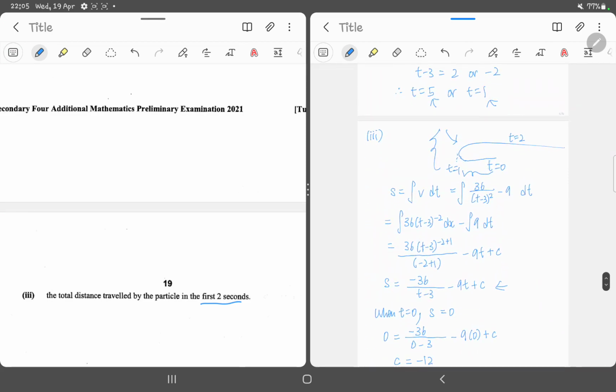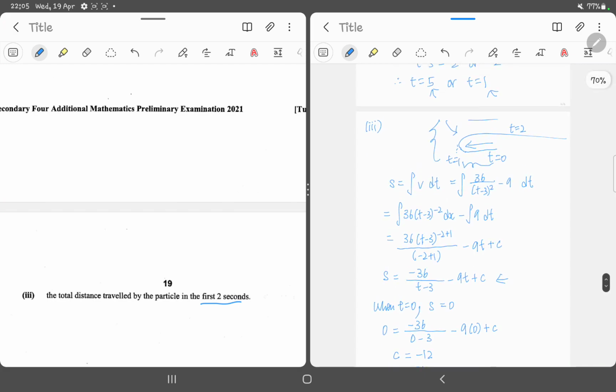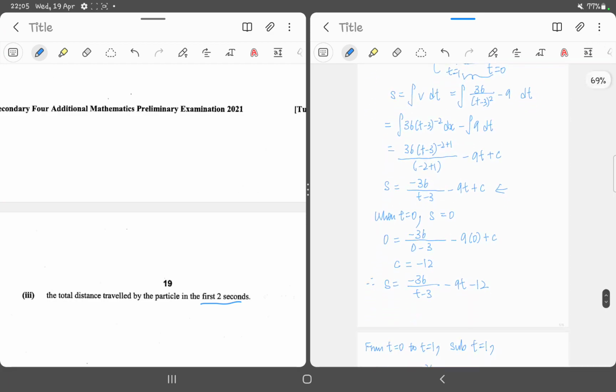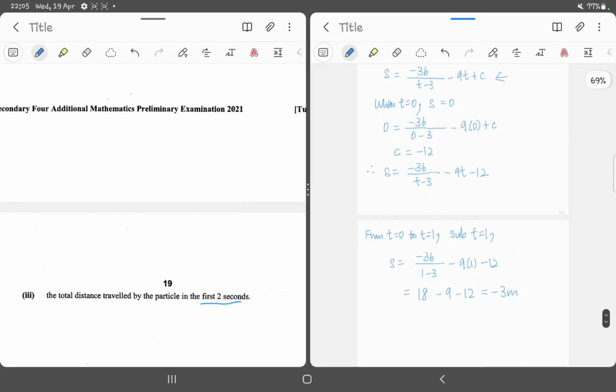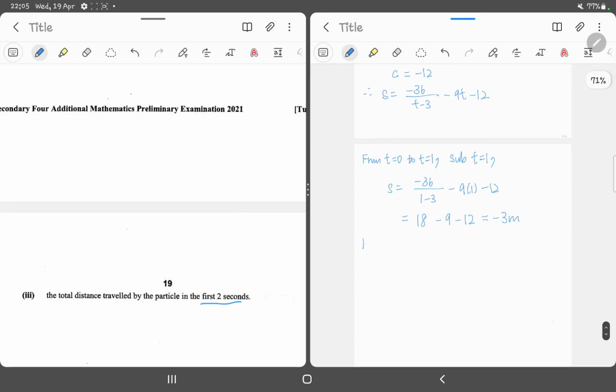So actually, moving in this direction is the negative displacement, which means that this direction is the positive displacement. Okay, so next we are going to find from t equals 0 to t equals 1, we sub t equals 1. So we know the displacement is actually minus 3 meters.